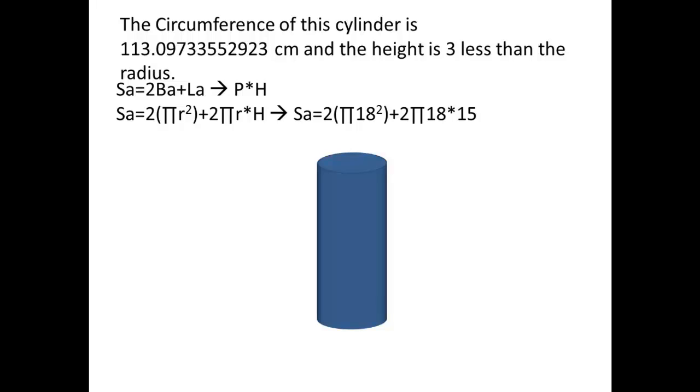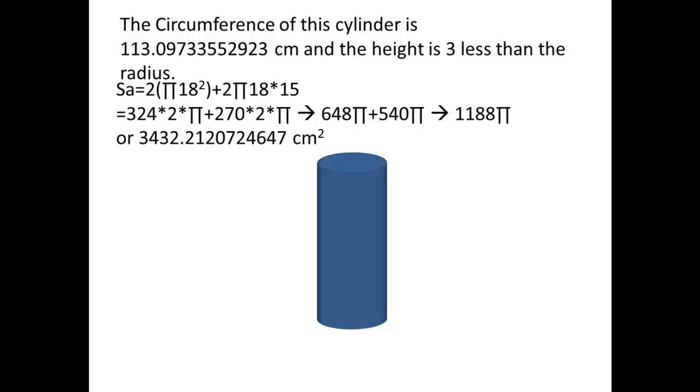And to find the lateral area, you have to find the circumference, which is 2 pi r, and then multiply it by the height, which is 15. So if we plug in this equation, surface area equals 2 pi 18 squared plus 2 pi 18 times 15. Then when we plug that in, we get 324 times 2 times pi plus 270 times 2 times pi, which is 648 pi plus 540 pi, which we then add together and get 1188 pi, or 3432.21207246 centimeters squared. But I think we should just leave it in terms of pi.